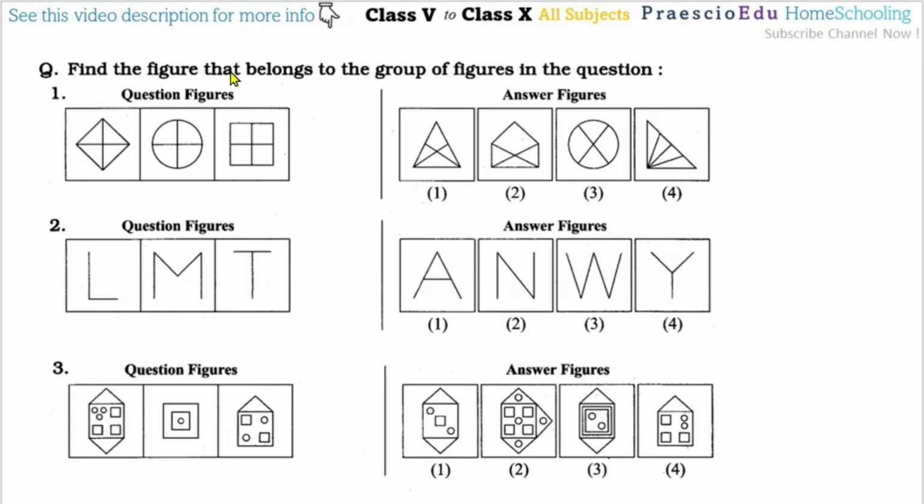Find the figure that belongs to the group of the figures in the question. So here the question figures are there. There are a total of 3 figures in the question figures, and the answer figures have 4 options, each having one figure. We have to choose the correct one which can be in the same group as the question figures. Here in the question figures, if you see, all the figures have 4 parts, and they should be almost equal parts. So for this one, the 4 parts that are equal parts means option number 4 is the correct one.